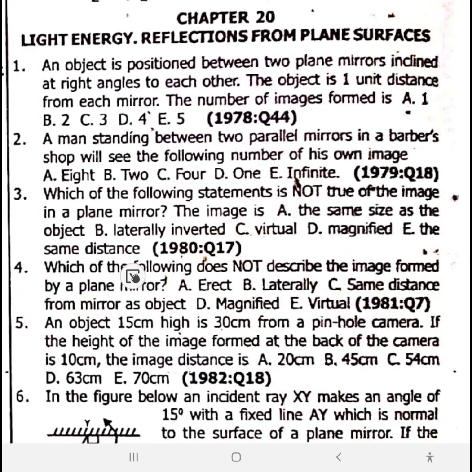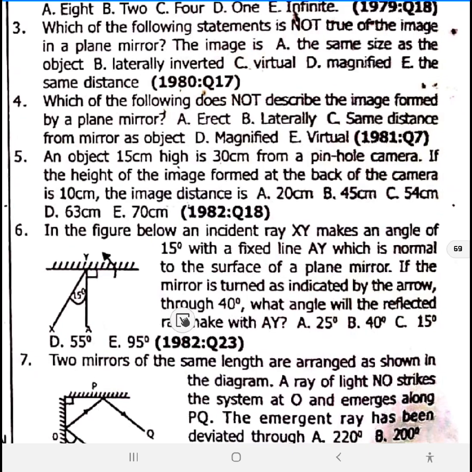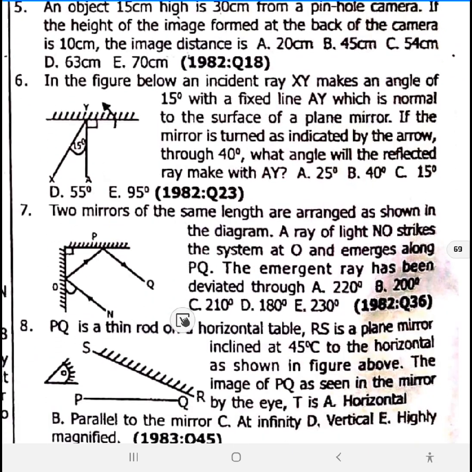Number four, which of the following does not describe the image formed by a plane mirror? Similar thing to number three, it is option D. It is never magnified. You see, most times they repeat similar portions. Is that easy? This chapter we are going to be really fast with it.